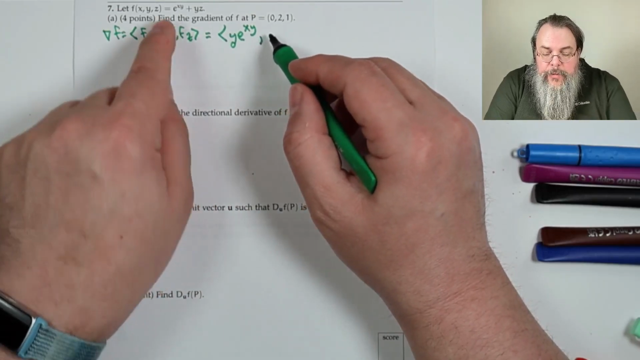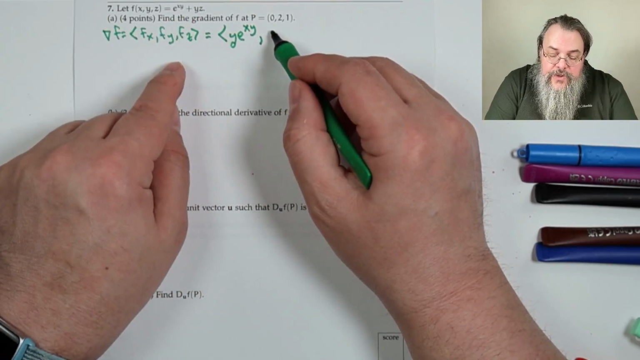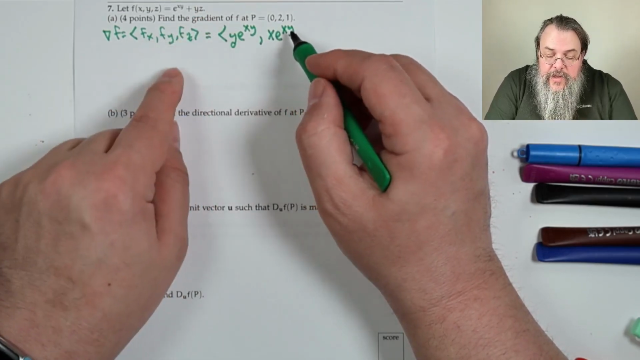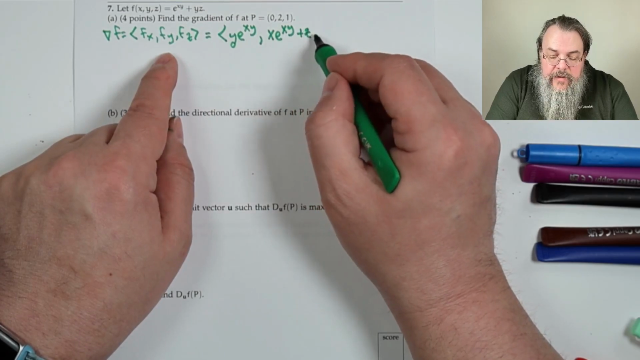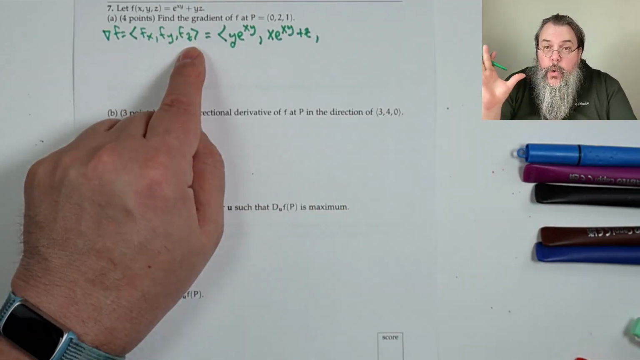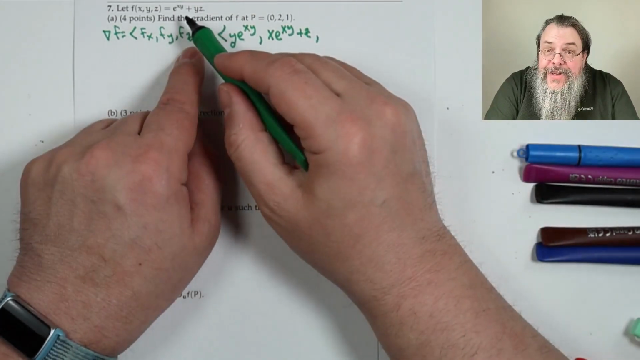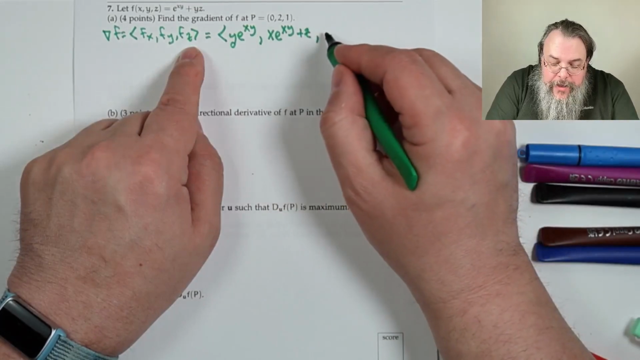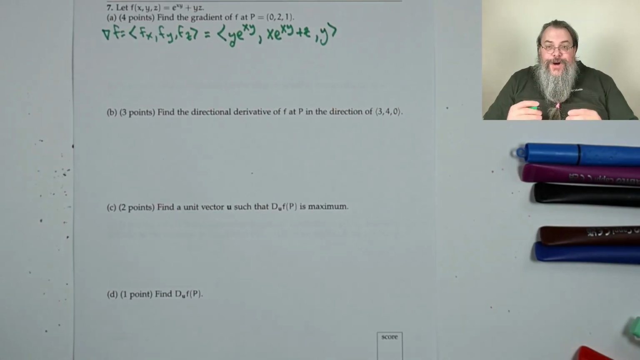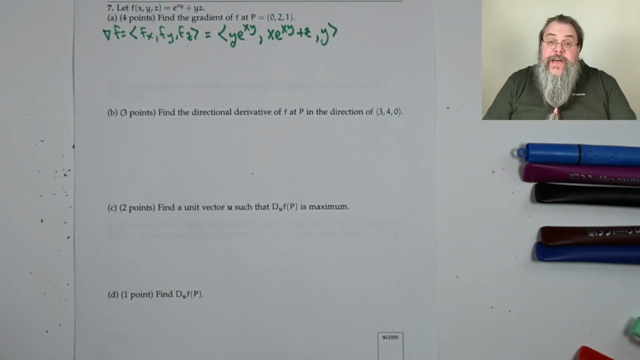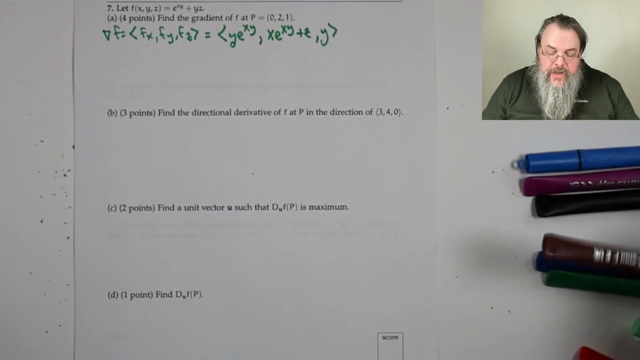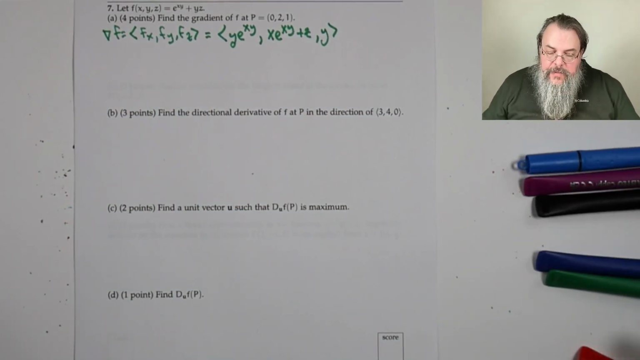F sub y, well, we have e to a constant times y. So chain rule, constant comes down. So x e to the xy. And then the derivative of y times z will be z. Again, z is a constant at this stage. Plus z. F sub z, e to the xy goes away. There's no z. Derivative of y times z, y. Oh, wait, yeah, y. It's not a question. It's a statement. Y. It's the variable y. Now, that's the gradient generically. We want the gradient particularly. It tells us to do it at a special point.